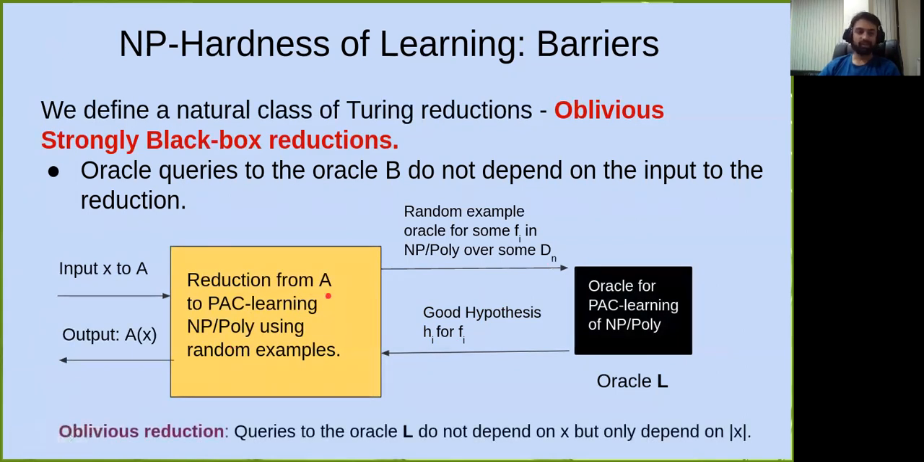We call this an oblivious reduction if the queries to the oracle L do not depend on the input x but only depend on its length. On the other hand, we call it strongly black box if the learning algorithm as well as the hypotheses output by the learner are accessed as an oracle, and we don't really use a description of any of these.